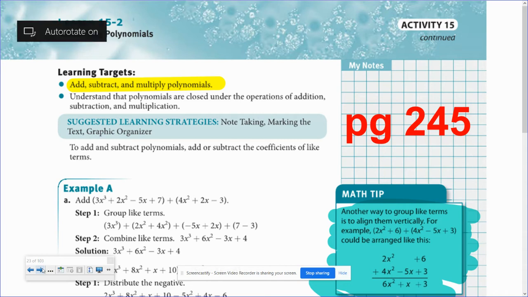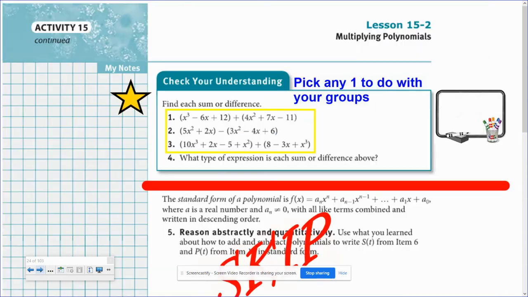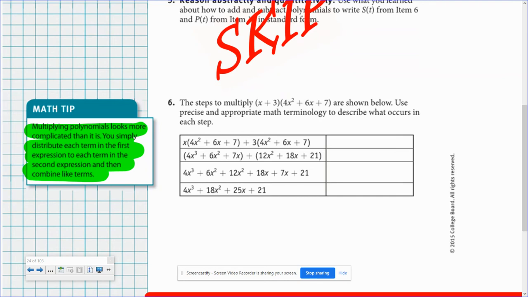Now this section starts off doing adding and subtracting problems like we did in class. So you can look over those if you need a couple extra practice problems. So let's jump to the next page, 246, where they say multiplying polynomials looks more complicated than it is.